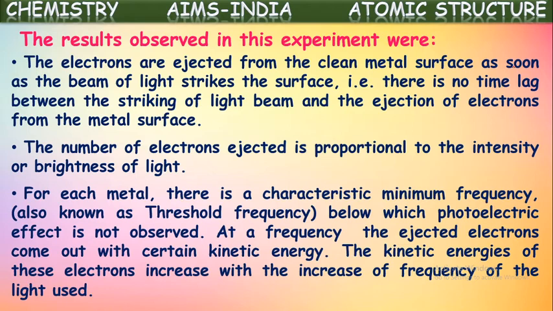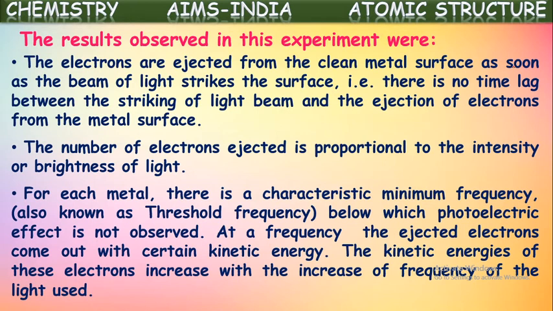For each metal, there is a characteristic minimum frequency below which photoelectric effect is not observed. Above this frequency, the ejected electrons come out with a certain kinetic energy. The kinetic energies of these electrons increase with the increase of frequency of the light used. Yes, all the metals do not release electrons with the same light. So each and every metal has its certain minimum energy barrier below which they cannot show this photoelectric effect.